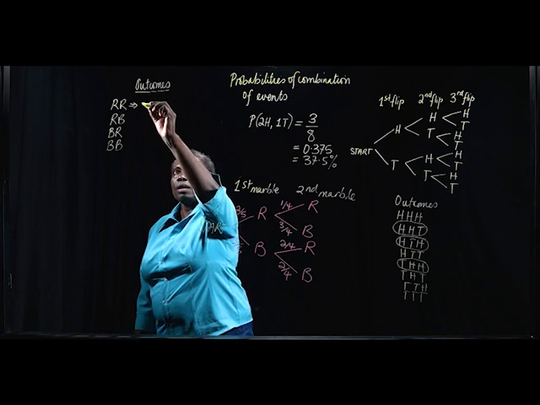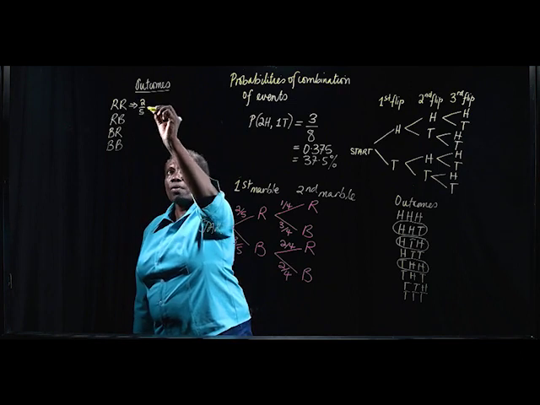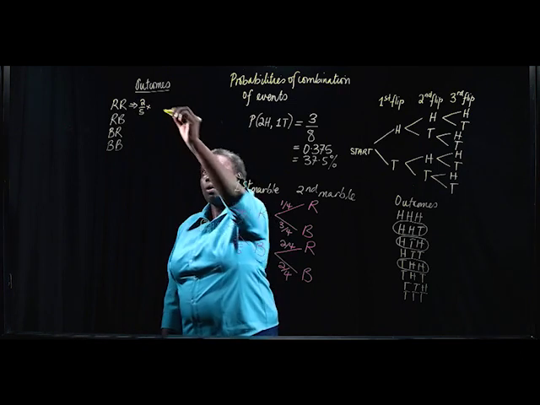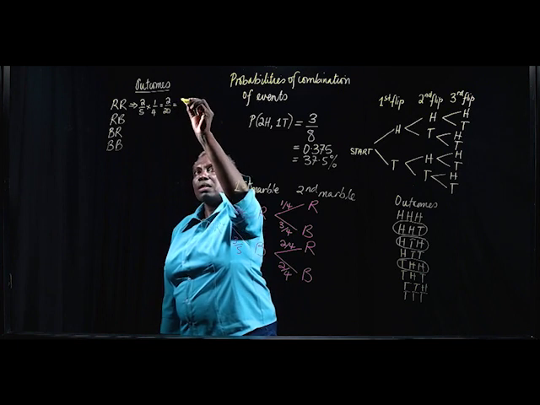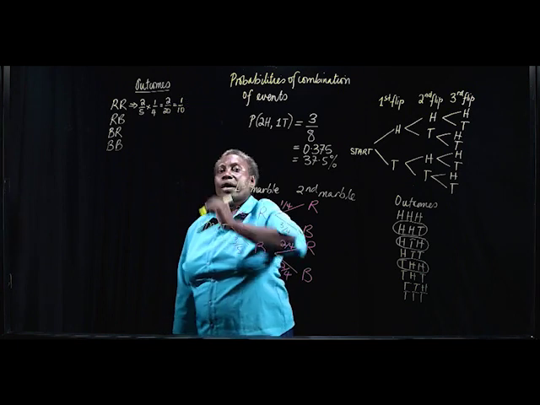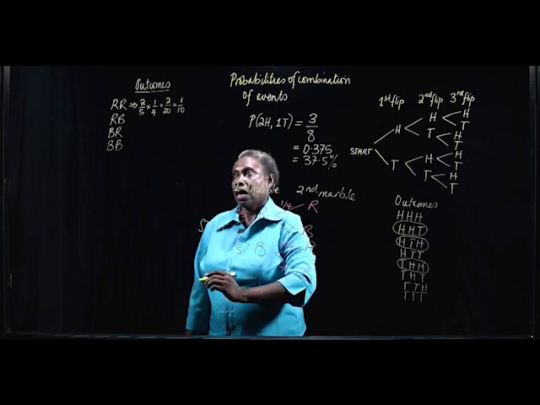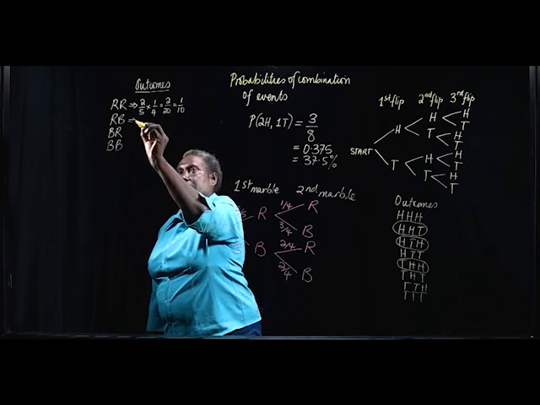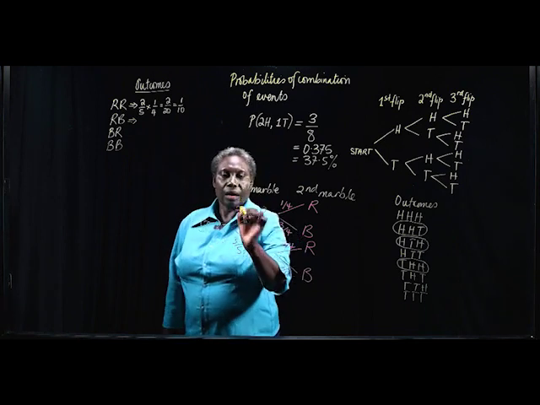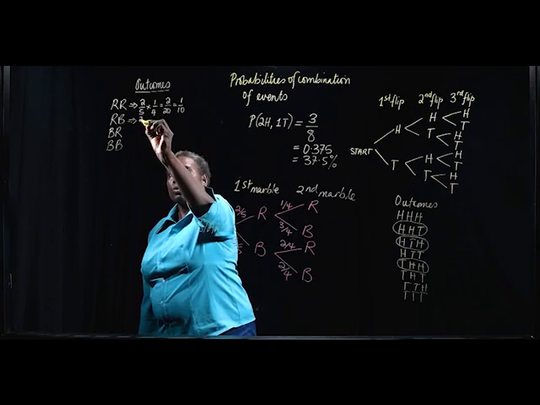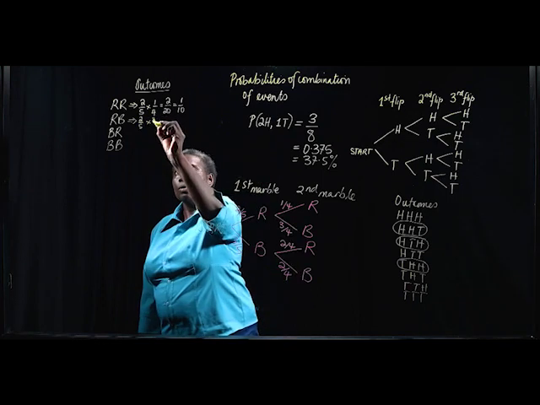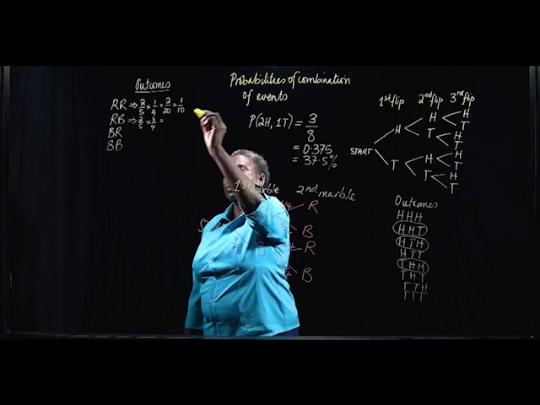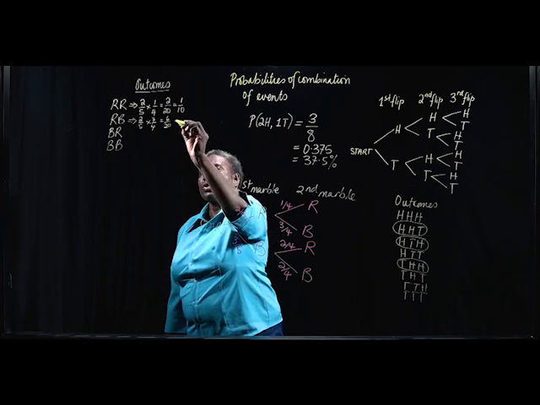What is my probability of selecting 2 red marbles? That is going to be 2/5 times 1/4, and that is 2/20, which is simplified to 1/10. Now, for the red and blue marbles, I have 2/5 times 3/4, and that is equal to 6/20, which is 3/10.